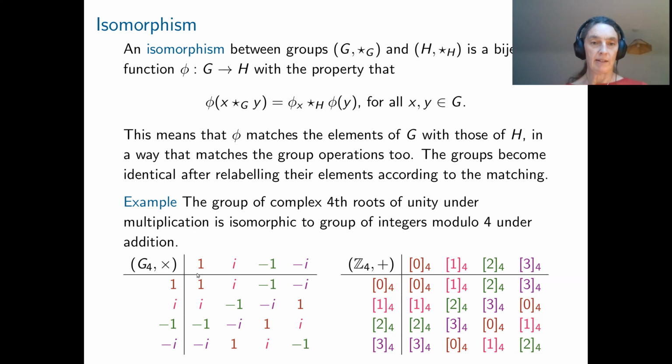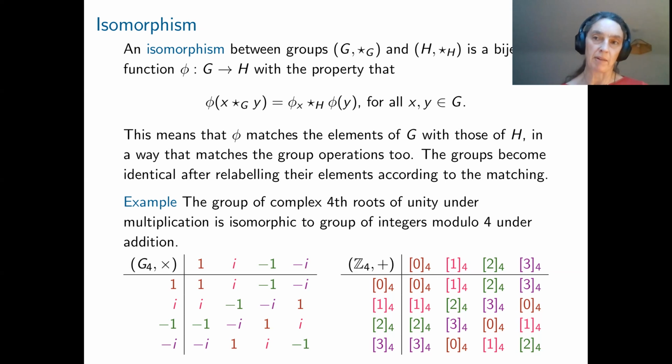So if you were to take the 4 elements, 1, i, minus 1, and minus i here, and just give them 4 different names, A, B, C, D, do the same over here, give the names A, B, C, D to the elements in the same order, and just write out the group table with all the names substituted for A, B, C, D in that manner, they would look exactly the same. They would look identical. And that's what isomorphism means.